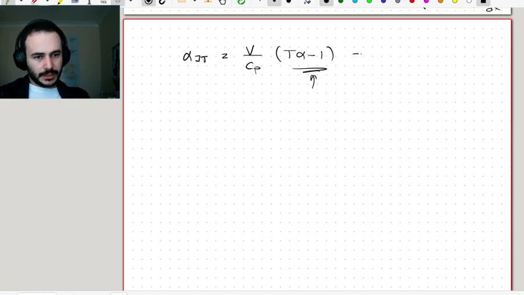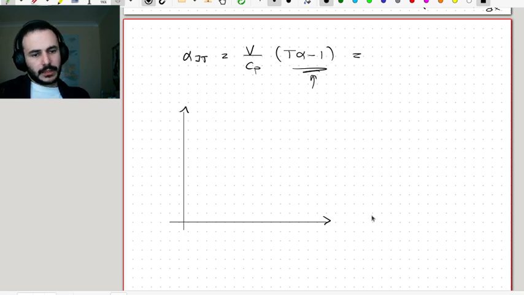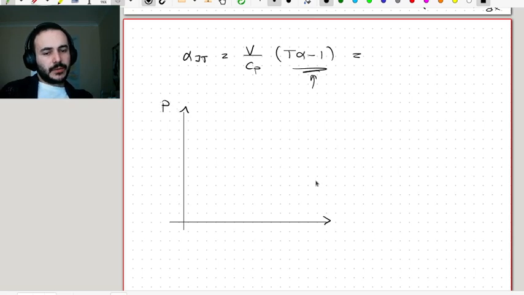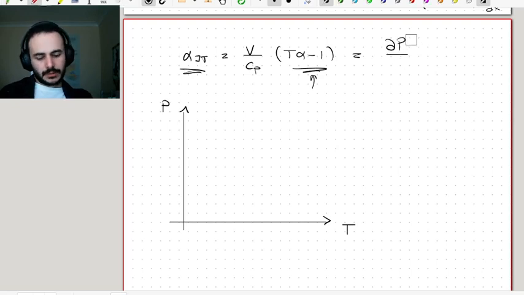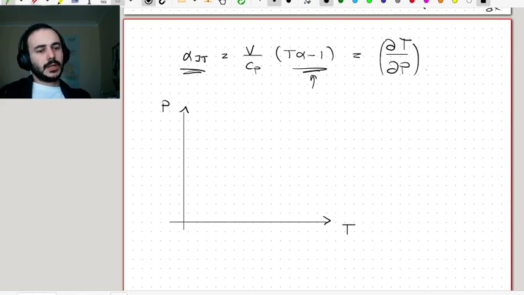To get an idea, let's just try to represent states of the gas, as usual, in a suitable representation. In this case, the PV representation is not the most suitable one. It's actually PT. Why? Because the two relevant variables in this case are P and T, because this is the partial derivative of T with respect to P at constant H. Okay, so let's plot the equilibrium states of our gas that we want to cool down in this representation.